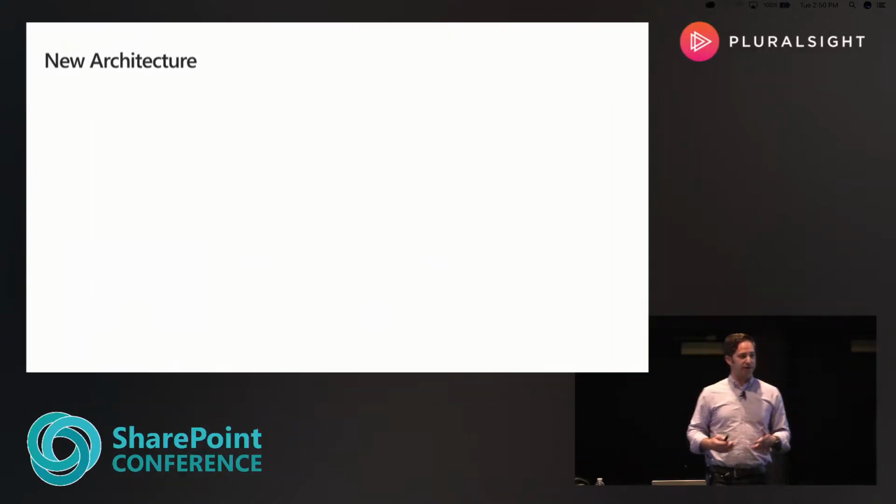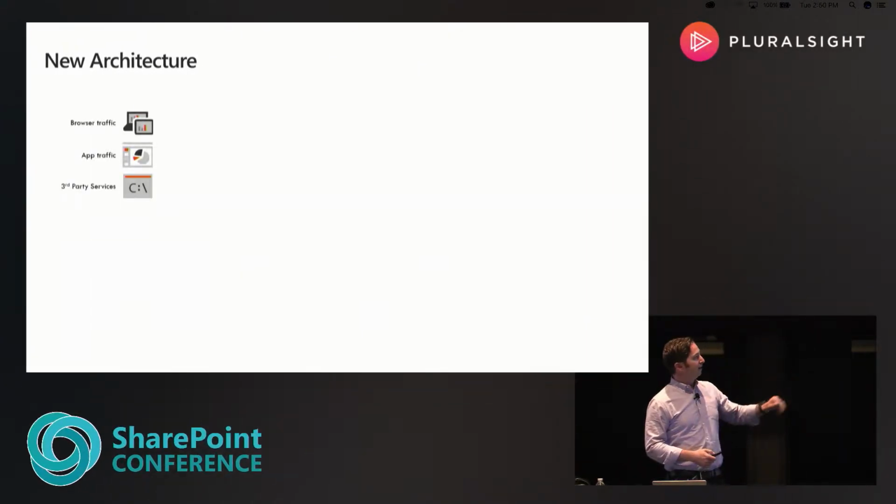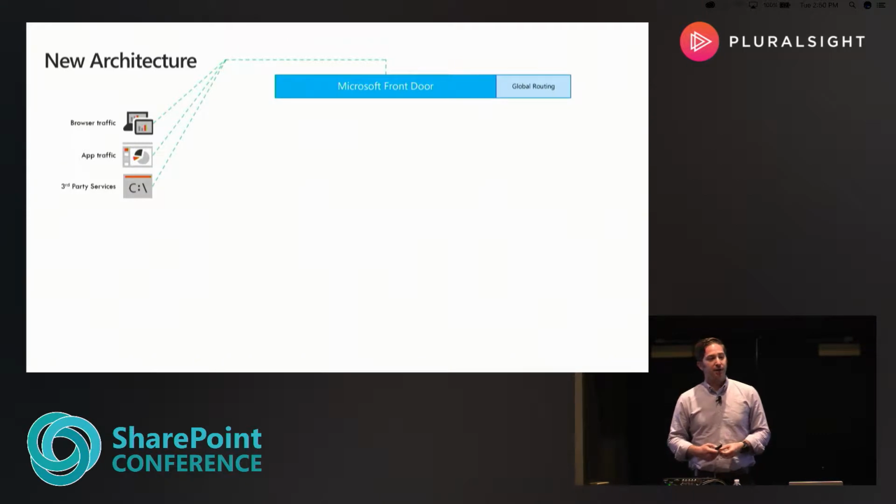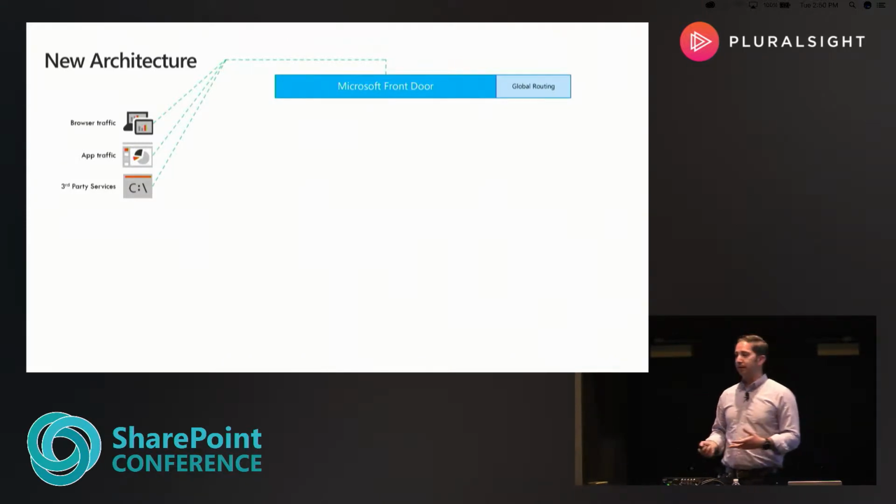So from there, I'm going to show you where we're at today. I wrote new architecture, but it's really just the latest architecture. You should think of it as we're constantly evolving and growing the system. But we still have browser traffic, app traffic, and third-party services. And these integrate with Microsoft through the Microsoft front door. So this is a routing tier for all Microsoft services.